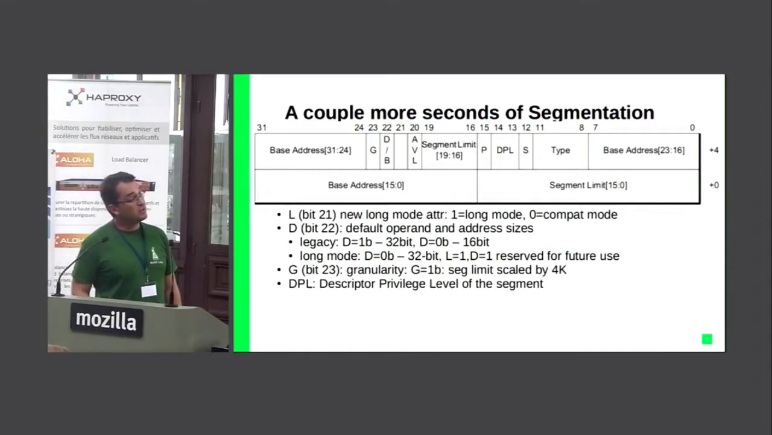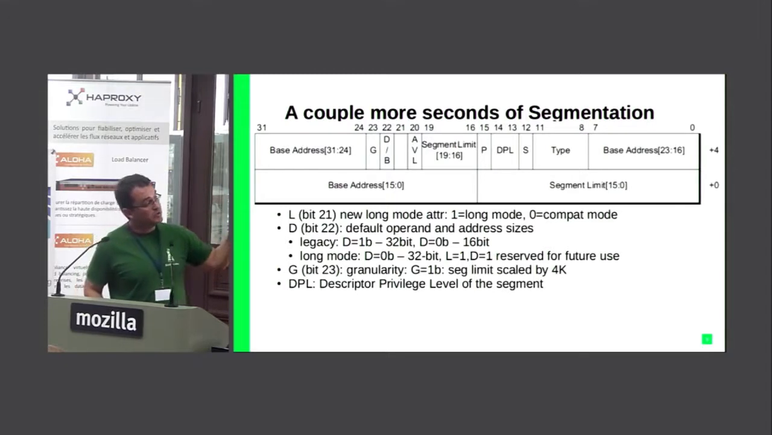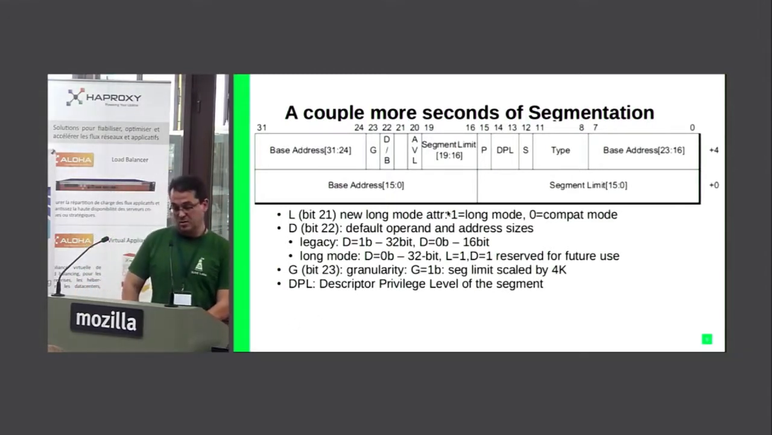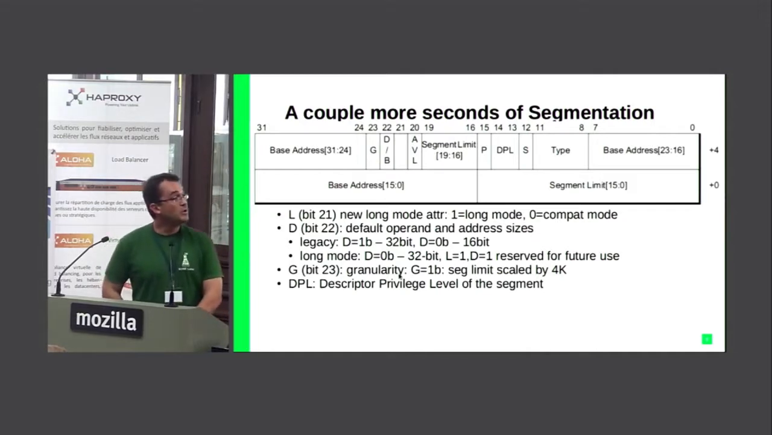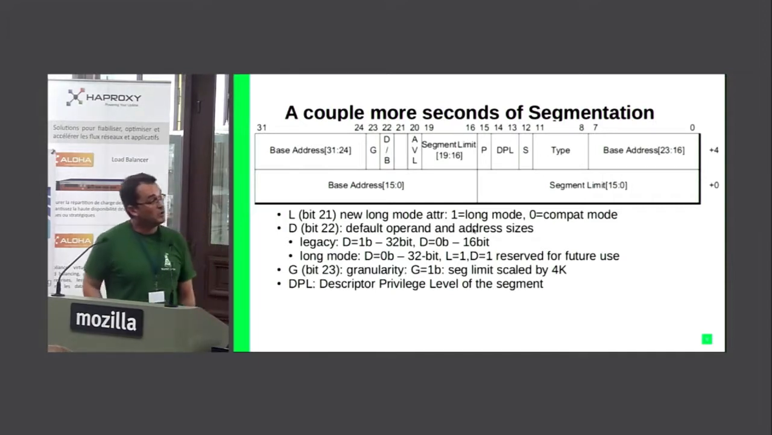That's a segment descriptor. You have an address and a segment limit and a bunch of bits that describe what it is. For example, this is the long bit. If it's set, it means this descriptor is a long mode descriptor, and if it's not set, it's a compat mode. And there's the default operand size bit. If it's 1, it's a 32-bit descriptor, and if it's 0, it's a 16-bit legacy descriptor, and so on.